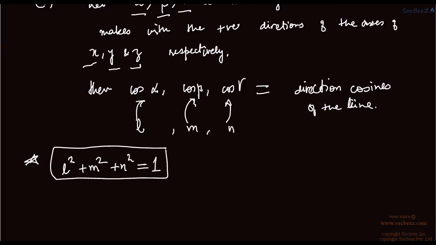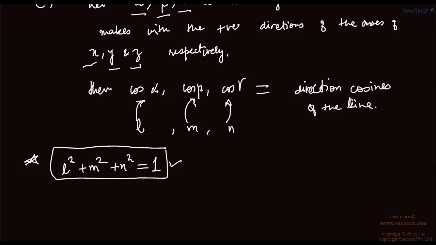This formula is used in many of the exams like EEE, also in JEE, and sometimes in boards they ask this question: how to calculate cos gamma if cos alpha and cos beta are given. So you have to use this formula, this easy and simple formula.